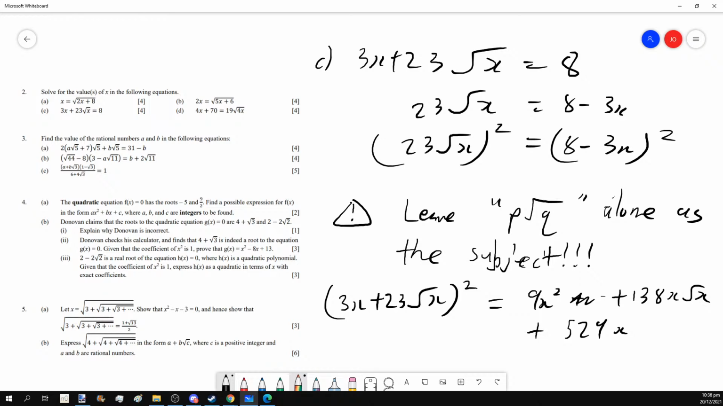529x. And this is very deadly because you see that the square root is still there. It's stuck on 138x. So if anything, you have made the problem worse. Instead of having a square root x, now I have x times the square root of x. How is this an improvement?